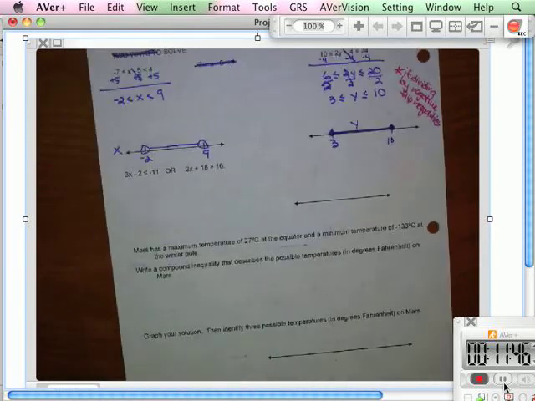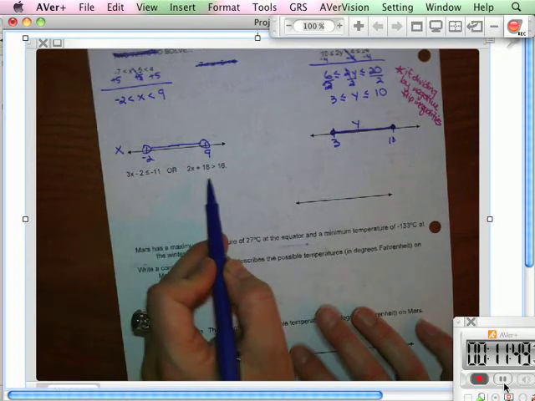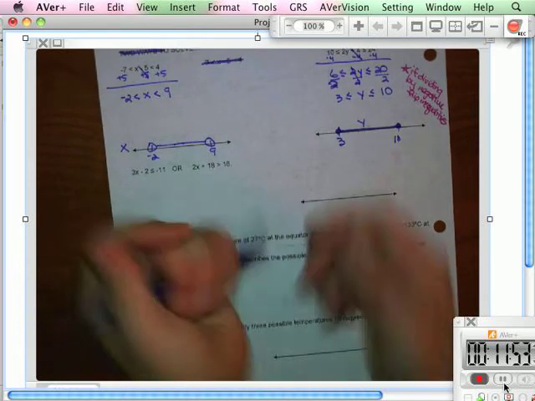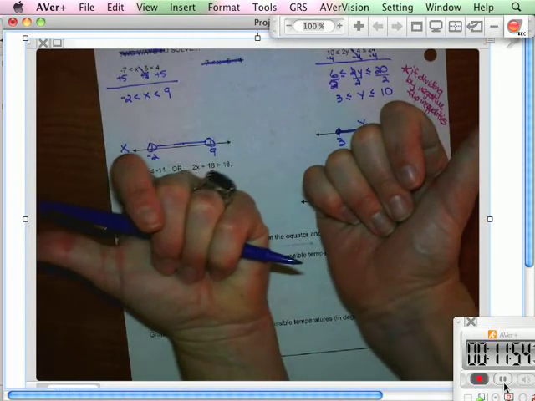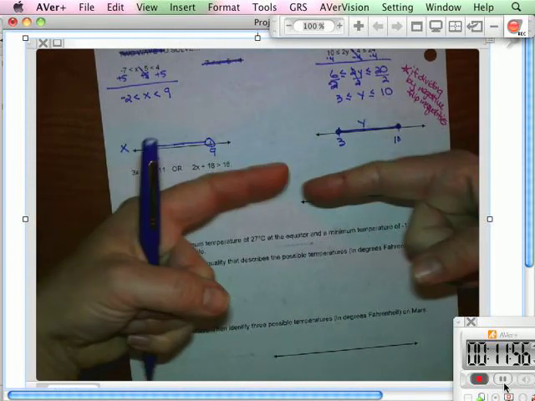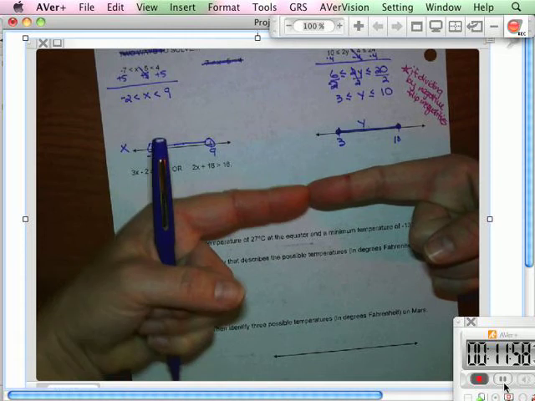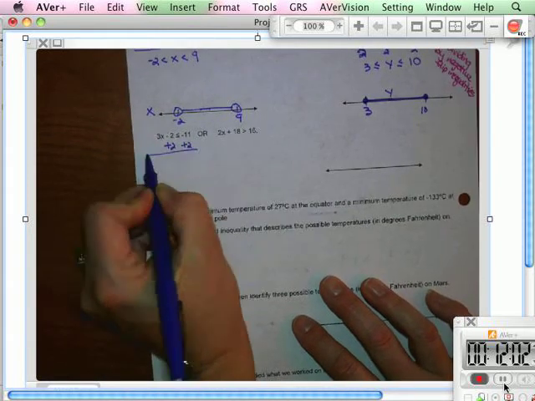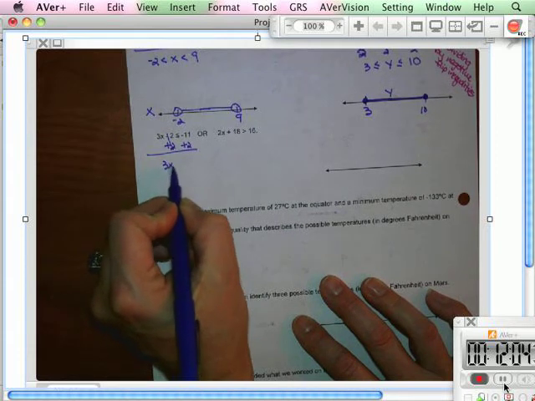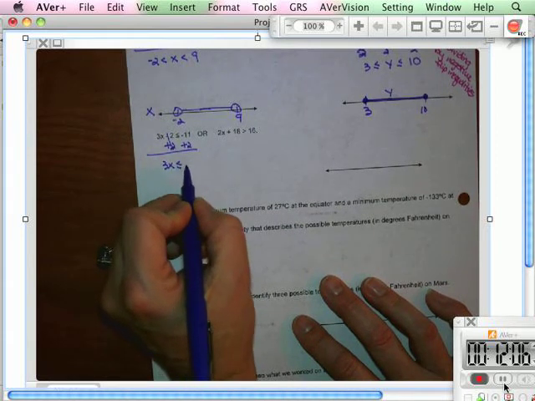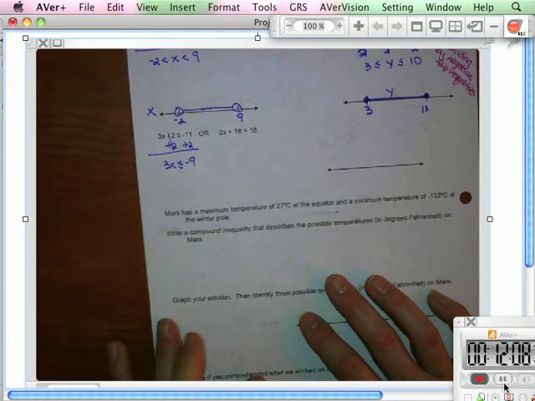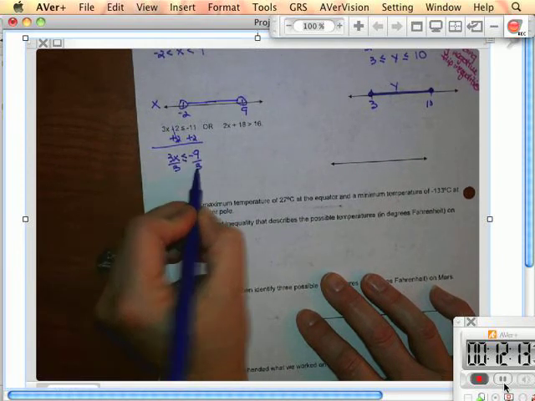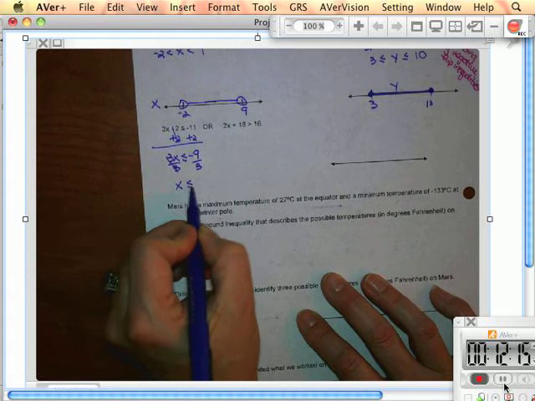Okay, or, when you have an or, it's really easy. You just solve each inequality separately. And remember, the graphs are going to be out when it's an or. When it's an and, the graphs come together. Okay? So let's just solve this one. Plus 2, plus 2. 3x is less than or equal to negative 9. Divide by 3, divide by 3. X is less than or equal to negative 3.